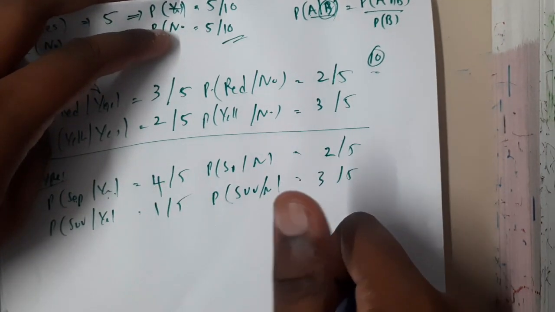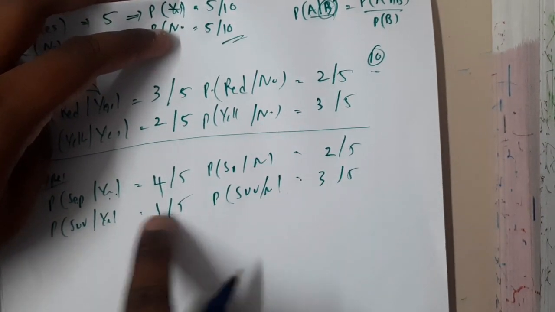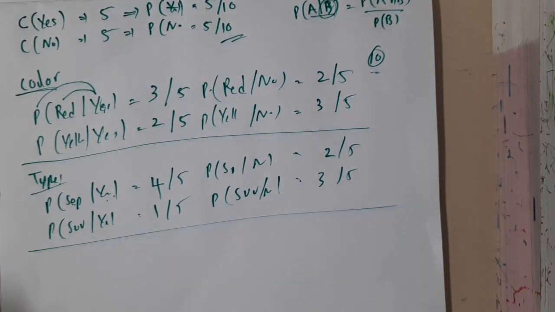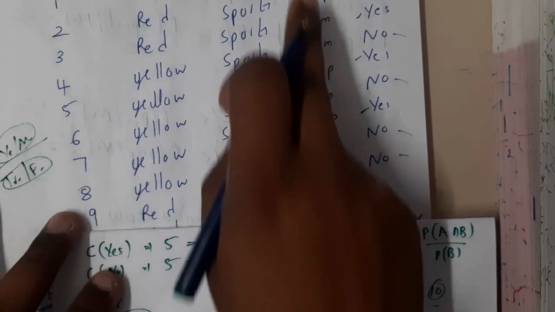Now count the total, guys. 4 plus 2 is 6, 6 plus 3 is 9, and 9 plus 1 is 10. So we got 10, so it is correct. That is just a step of verification, you can say, guys. The last one is origin.